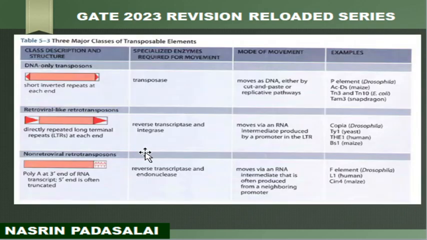present in linker histone. Next, we are going to study three major classes of transposable element. First is DNA-only transposon. The structure of DNA-only transposon is that it consists of only a short inverted repeat at each end. The next one is retroviral-like retrotransposon. Retrotransposons are classified into two types: one is retroviral-like and the other is non-retroviral retrotransposon.